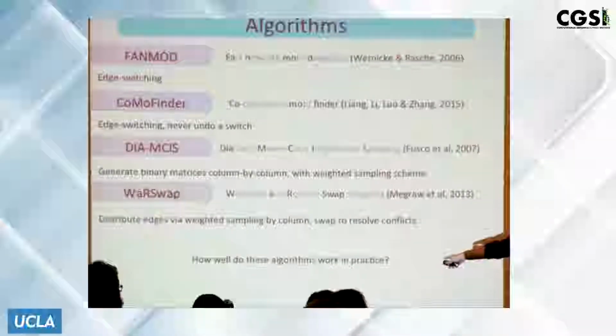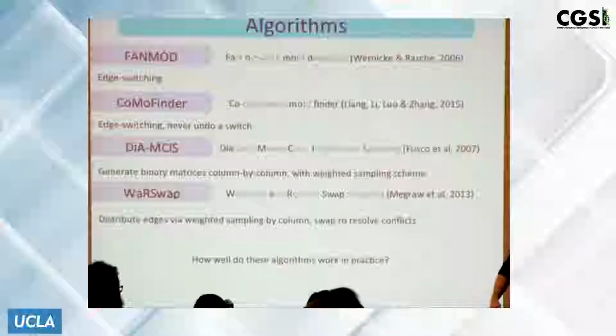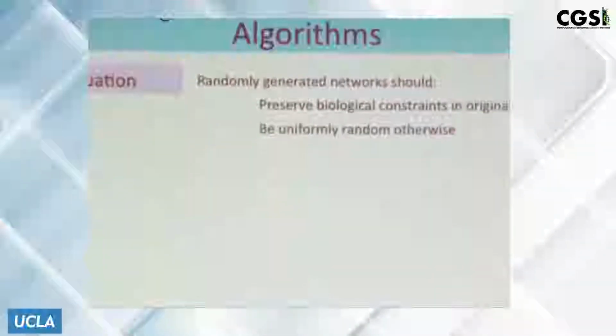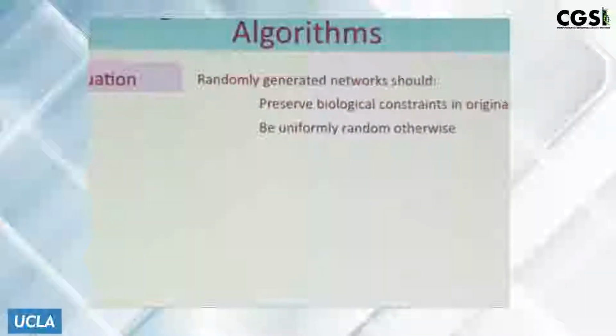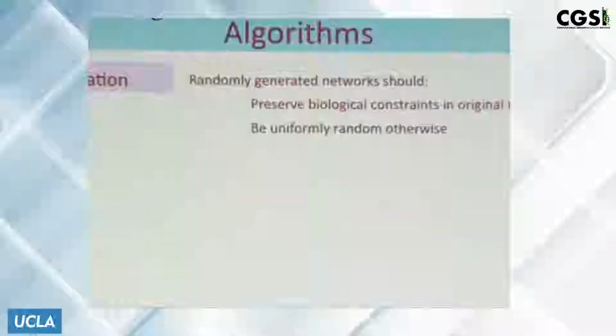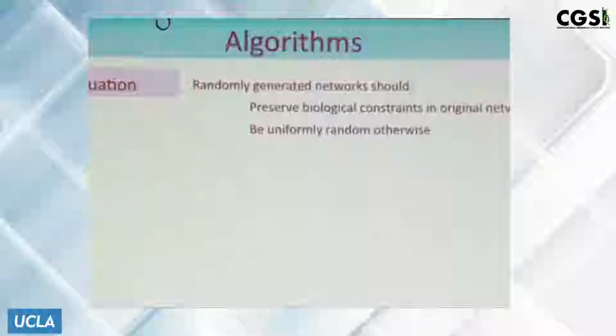But does that ever actually happen in practice? Let's try to figure this out. So, how do we do evaluation? Recall, these randomly generated networks should preserve those biological constraints. All of them do. They all preserve the degree sequences. So the main thing is the second one. They have to be uniformly random otherwise. How do we test that?